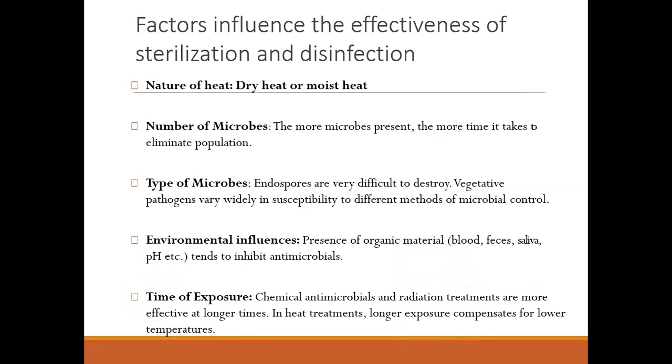Now we will discuss a little bit about the factors that influence the effectiveness of sterilization and disinfection. Okay, my dear students, the nature of heat, dry heat or moist heat, both can occur. And the number of microbes: the more microbes present, the more time it takes to eliminate the population. Type of microbes: endospores are very difficult to kill. Vegetative pathogens vary widely in susceptibility to different methods of microbial control. Environmental influences: the presence of organic material, blood, feces, saliva, pH, etc., can inhibit antimicrobials.